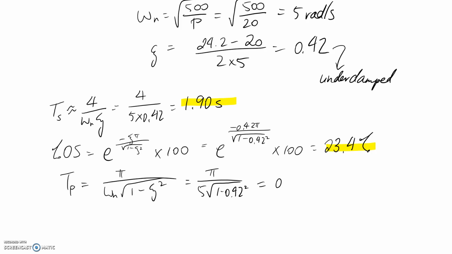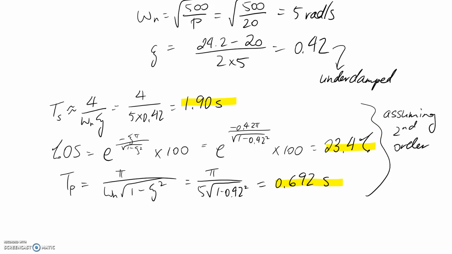And this one comes out to 0.692 seconds. Alright, so that concludes actually finding these time response properties, but these are only under the assumption of second order dominance. So now what we want to do is check the validity of the assumption.